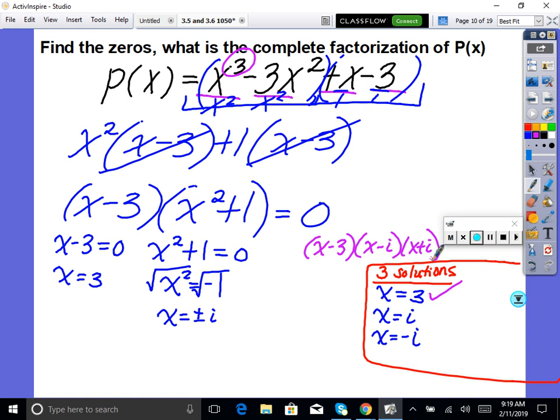And now there's our 3 linear factors. So even though it didn't technically factor, if I just said to you, factor, you would have stopped here, because this doesn't factor. But because it says complete factorization, you're going to go all the way. You have to use the zeros to get it. Otherwise, you couldn't factor it. Yes?